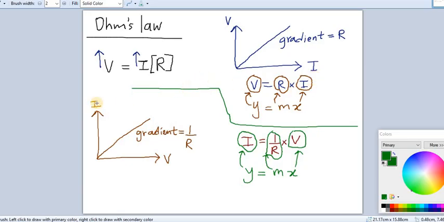Similarly, we can have I on the y-axis and v on the x-axis. Now we will again rearrange this equation. Move the r to the other side, then it becomes v over r equals I. Then rearrange like this. So you have I on the y-axis, v on the x-axis, and the gradient is now 1 over r. So if you plot a graph of I versus v, the gradient is 1 over r. Remember, if it's v versus I, the gradient is r. I'm mentioning this because sometimes students confuse this.